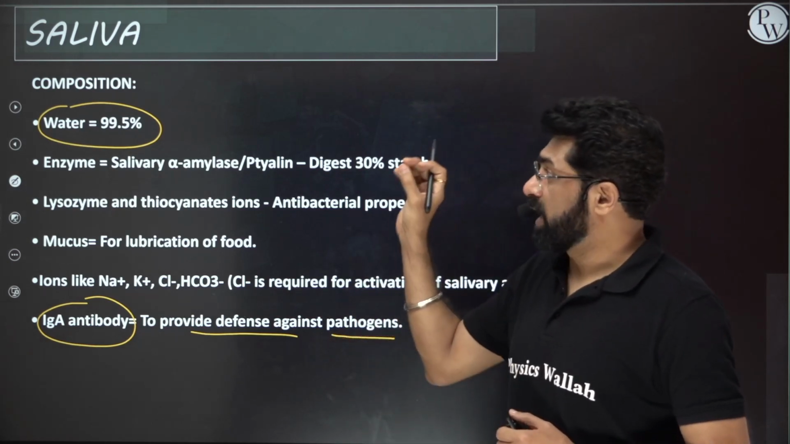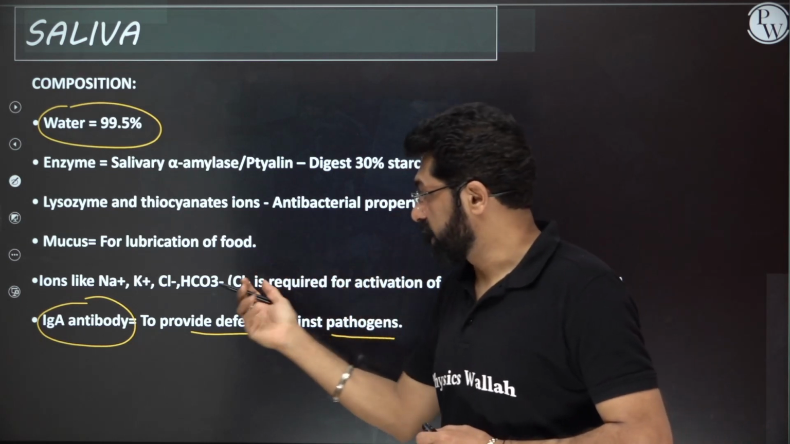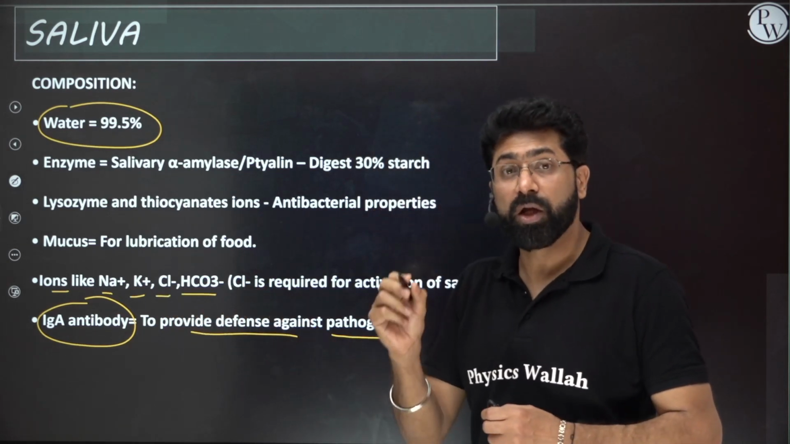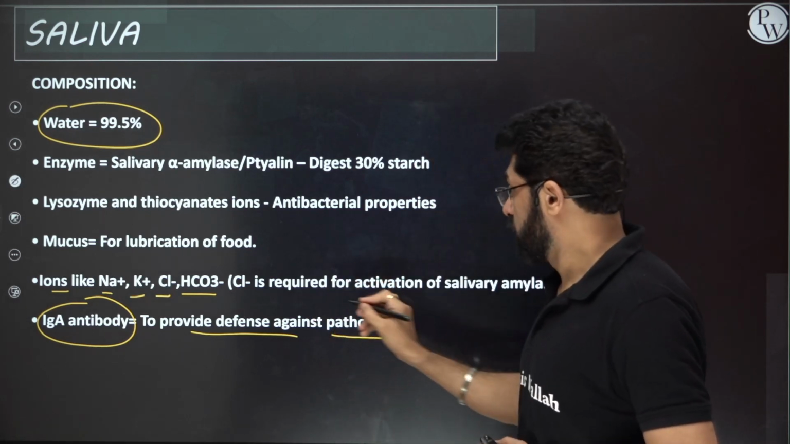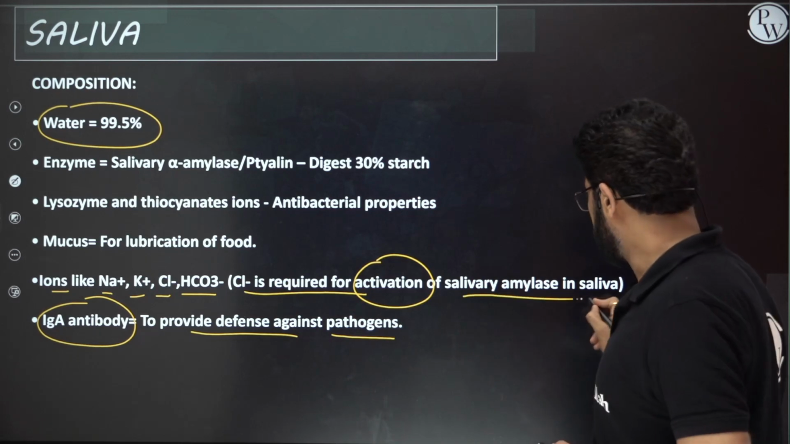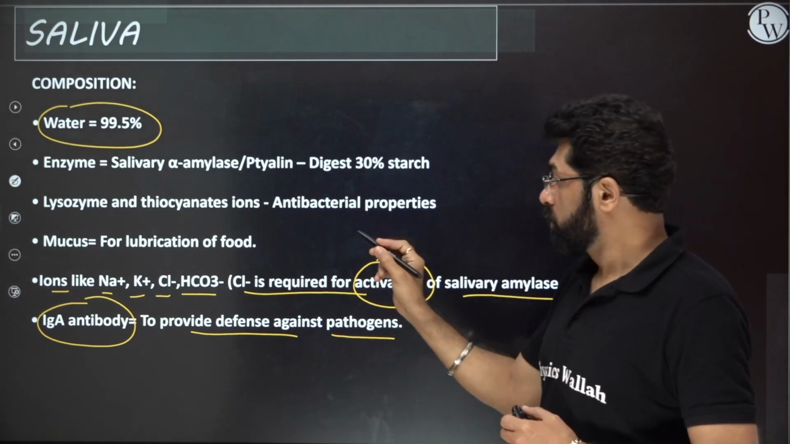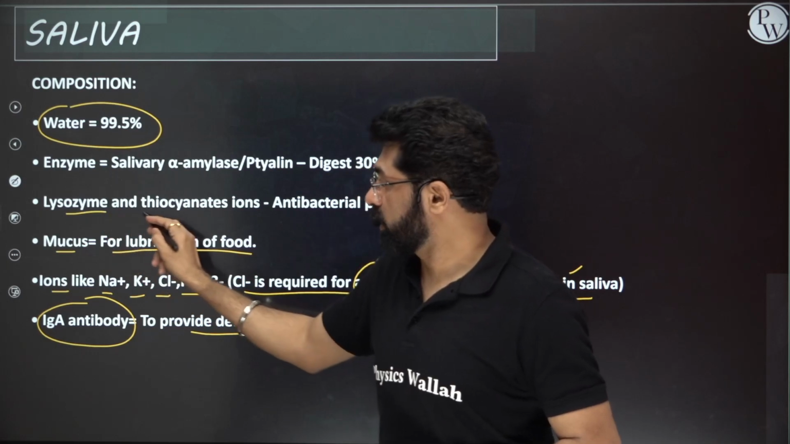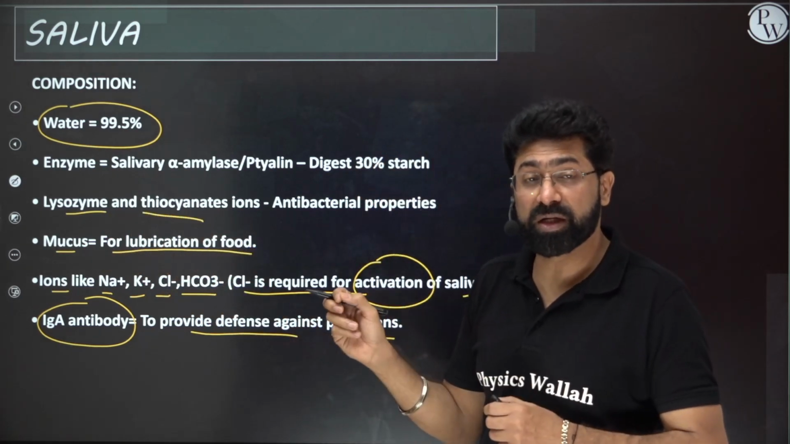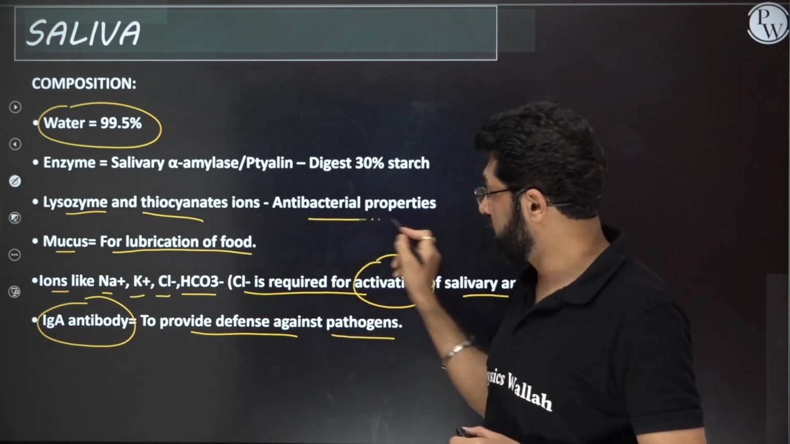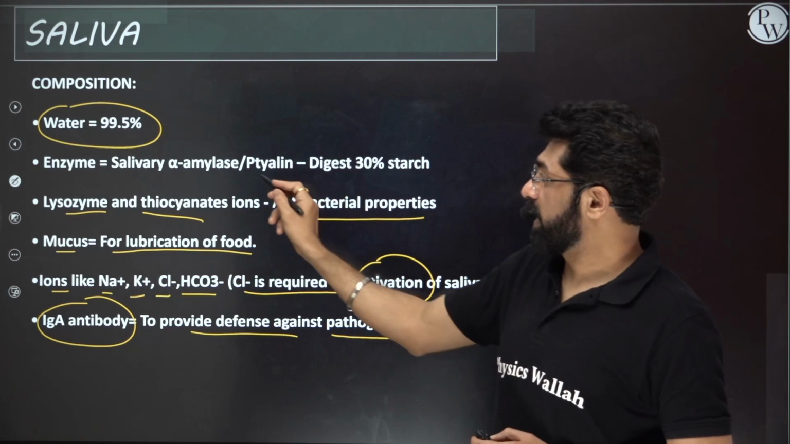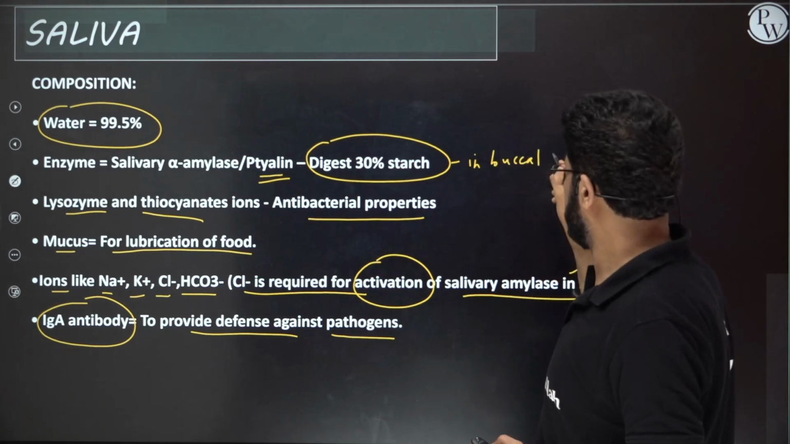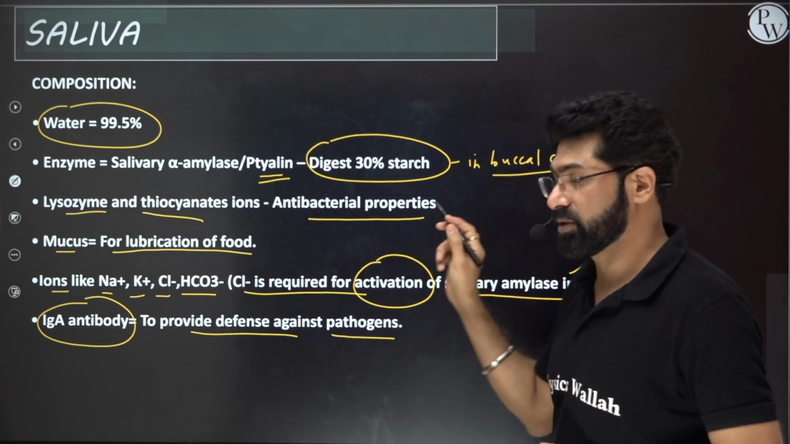Saliva also contains components like sodium ions, potassium ions, chloride ions, and bicarbonate ions, in which chloride ions are very important for the functioning of the enzyme salivary amylase. They are always required for the activation of salivary amylase. Mucus is there for lubrication, and that is why the bolus is formed. Lysozyme and thiocyanate ions have antibacterial properties. Salivary amylase, called ptyalin, digests only 30% of starch in the buccal cavity.